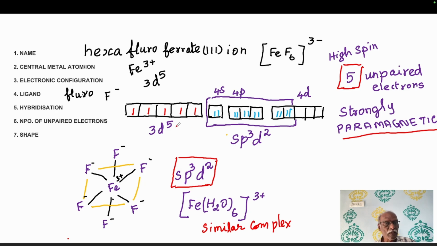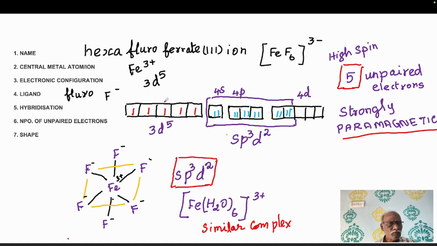Now we come back to the unpaired electrons. There are 5 unpaired electrons, the maximum number. Due to the presence of the maximum number of unpaired electrons, it is a strongly paramagnetic compound. We can easily find the magnetic moment in this molecule. This is a strongly paramagnetic compound.